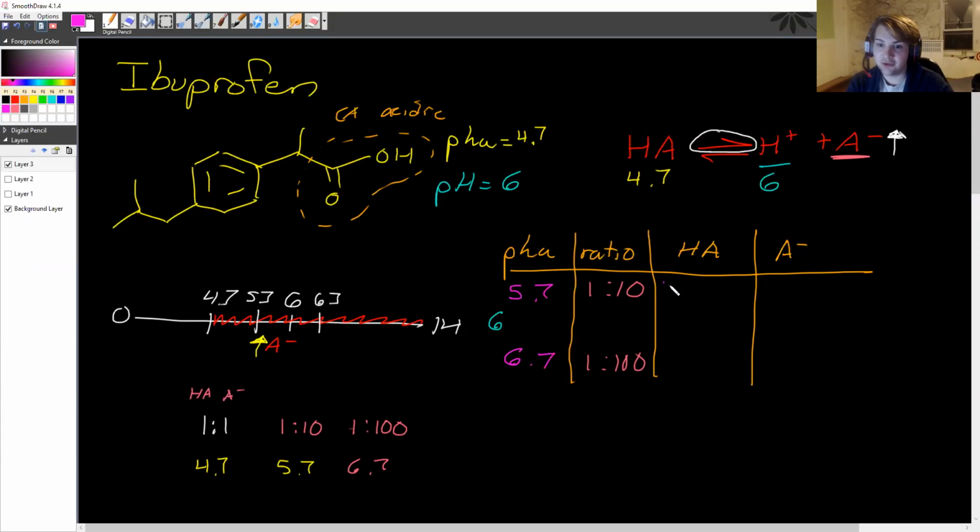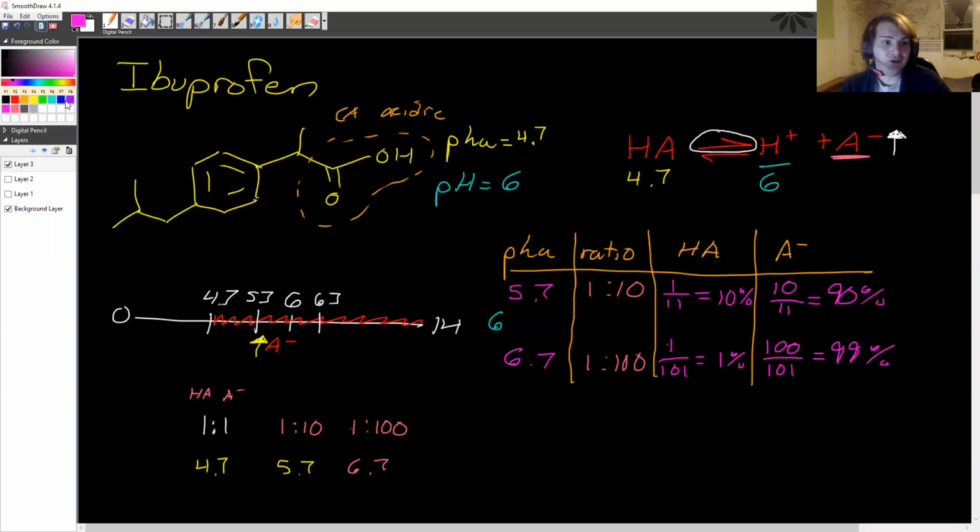Now I can just do the ratio. So I know this is 10 over 11, which is equal to 90%. And this is 100, sorry, whoa, I did this wrong. This is 1 over 11, because we're talking about the left-hand side of the ratio. This should be 10%, and this is the right-hand side of the equilibrium, so this is 10 over 11, which equals 90%. Finally, this is 1 over 101, which is equal to about 1%, and this is equal to 100 over 101, which is equal to 99%.